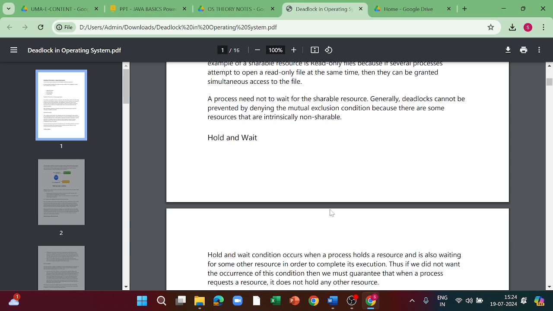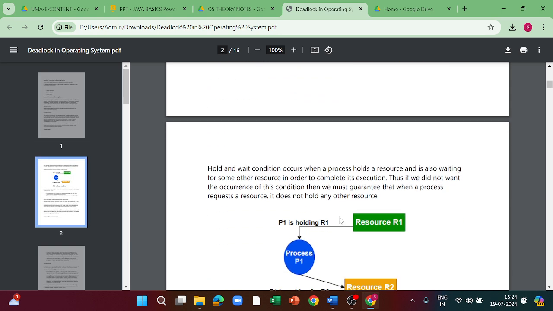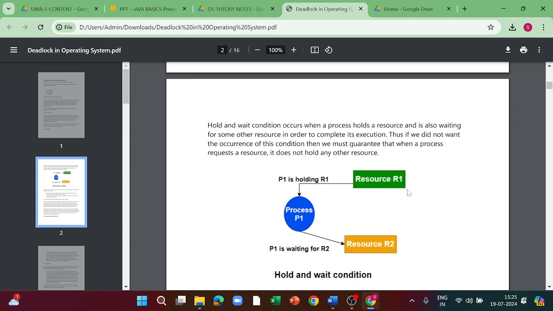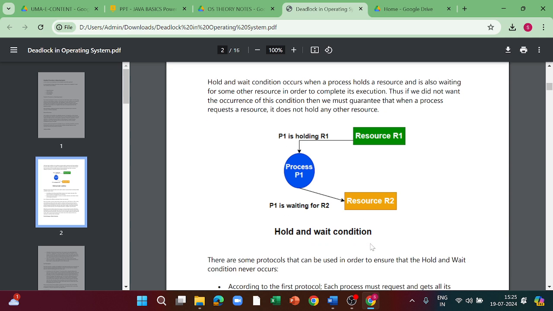In the hold and wait condition, a process holds a resource and is also waiting for some other resource, because a resource is already given and it needs some other resource which is already held by some other process. Till the other process releases the resource, the process must hold the received resource and also wait for that other resource. This is called hold and wait. See in the diagram, resource R1 is already allocated and the process is waiting for resource R2. This is called the hold and wait condition.